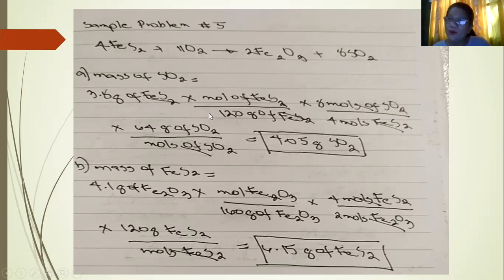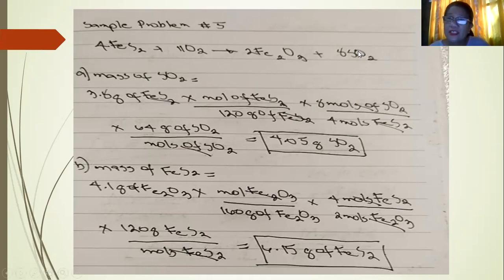So how are we going to convert that? Of course, we'll be using the molecular weight. What's the molecular weight of ferrous sulfide? That is 120 grams. As I have said, if it is mole, you should reverse it. The molecular weight should be reversed. The mole of ferrous sulfide is on top and the 120 grams of ferrous sulfide down. So cancel the grams. What is left on top is mole of ferrous sulfide. But we don't need the moles of ferrous sulfide. What we need is the moles of sulfur dioxide.